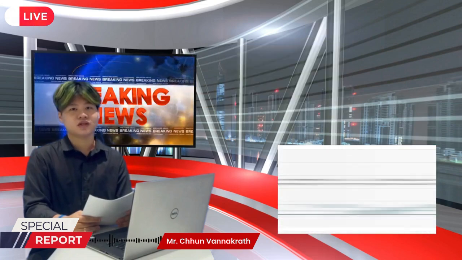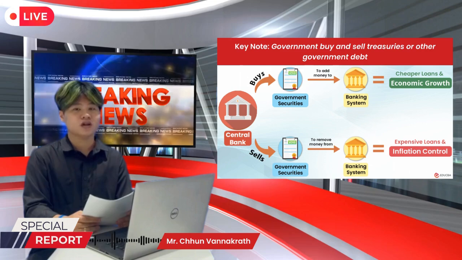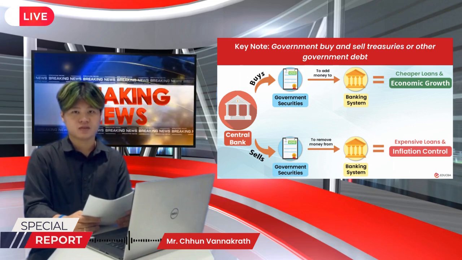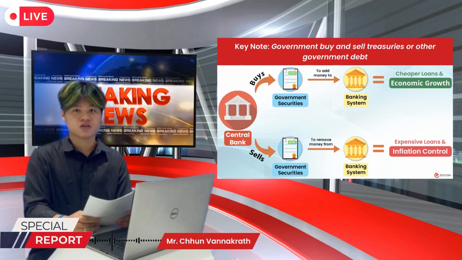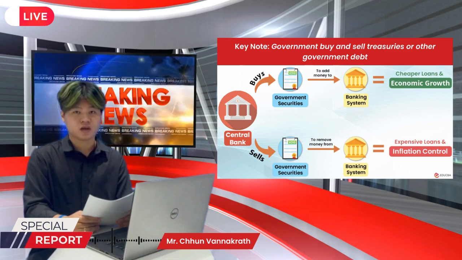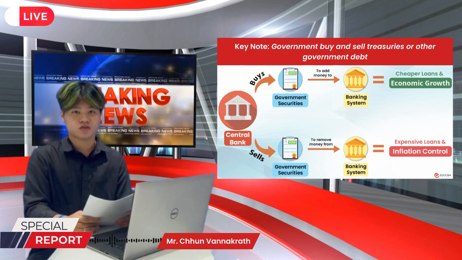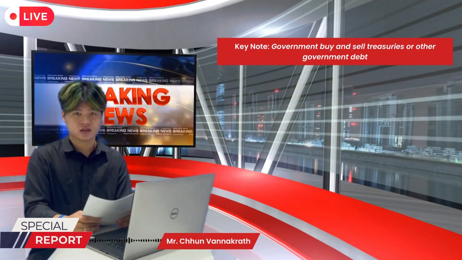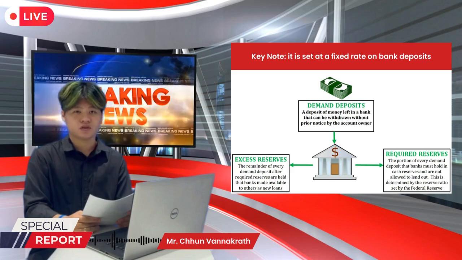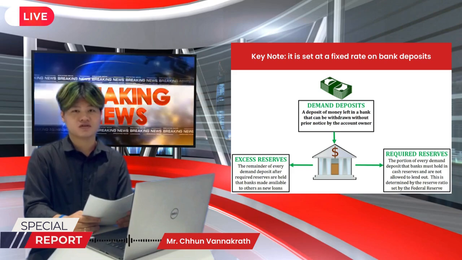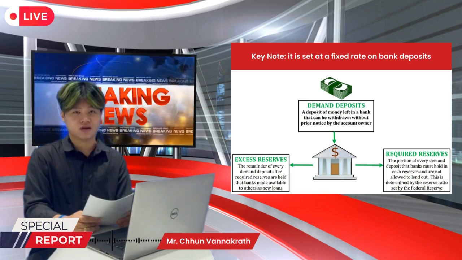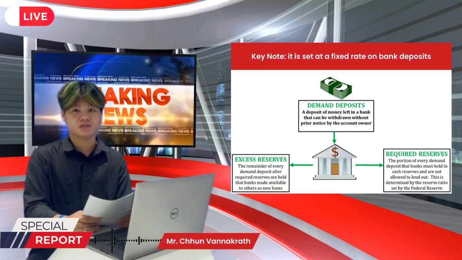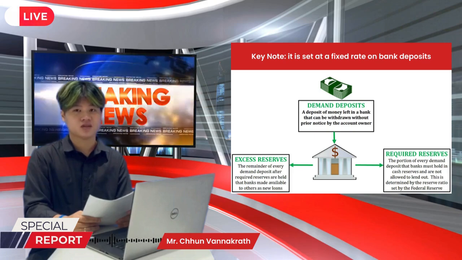The second tool is open market operations, where the central bank buys or sells government securities to influence the money supply. Purchasing securities puts money into the economy, boosting liquidity, while selling them withdraws money, tightening financial conditions. The third tool is reserve requirements, which dictate the amount of funds that commercial banks must hold in their reserves rather than lending out. Lowering the reserve requirement increases the money supply, while raising it decreases it.